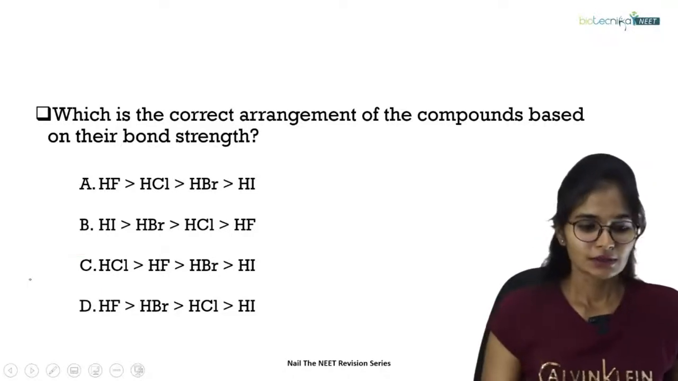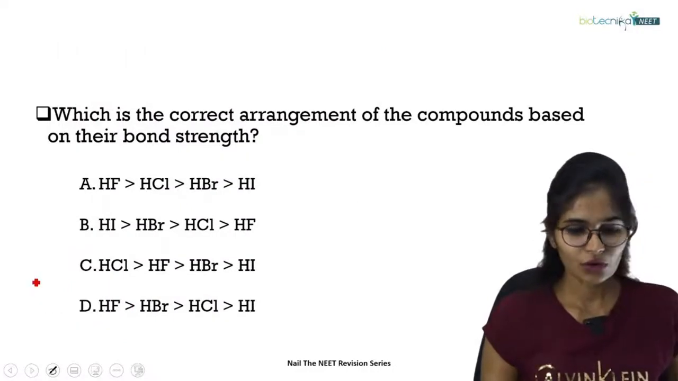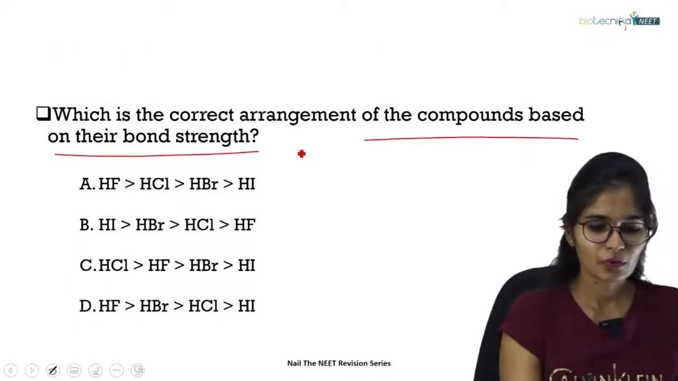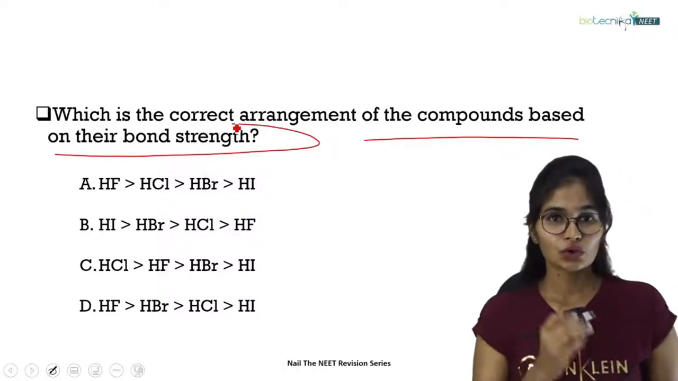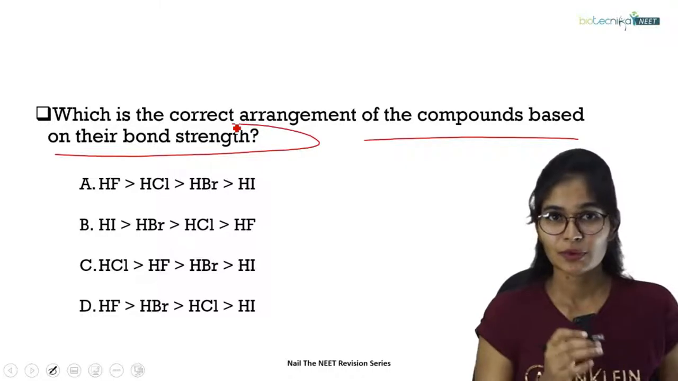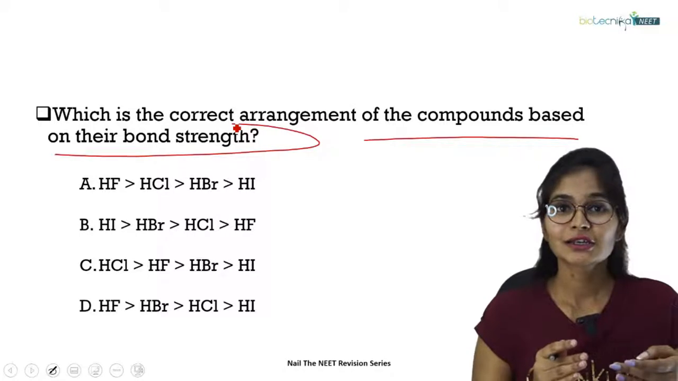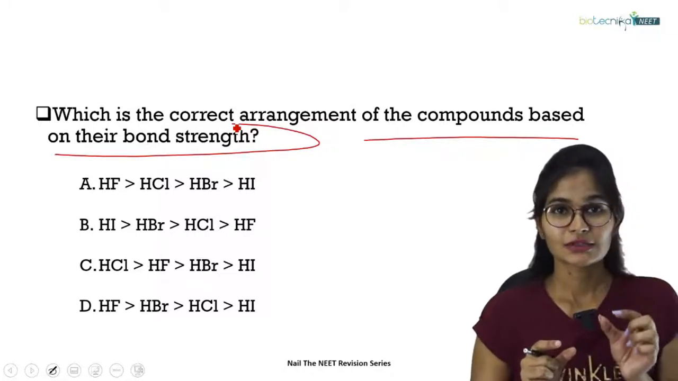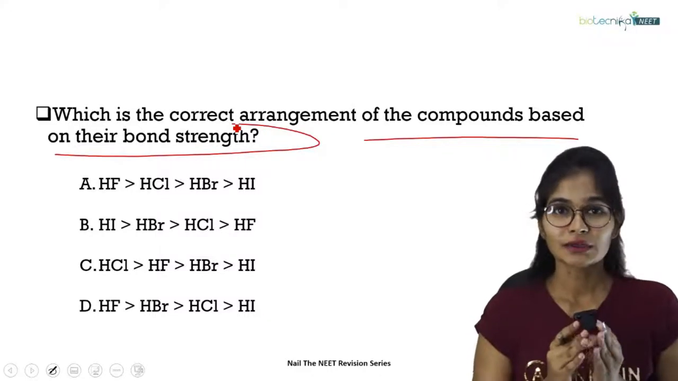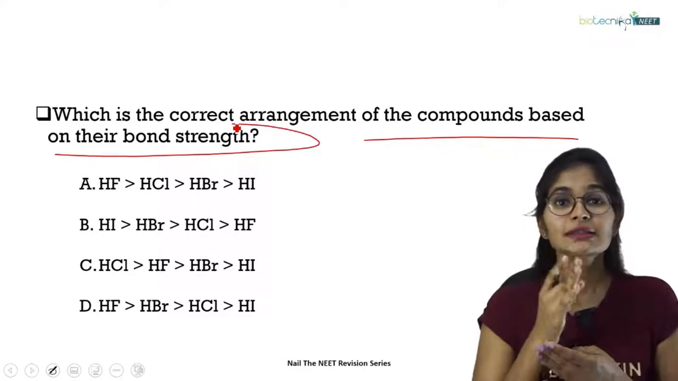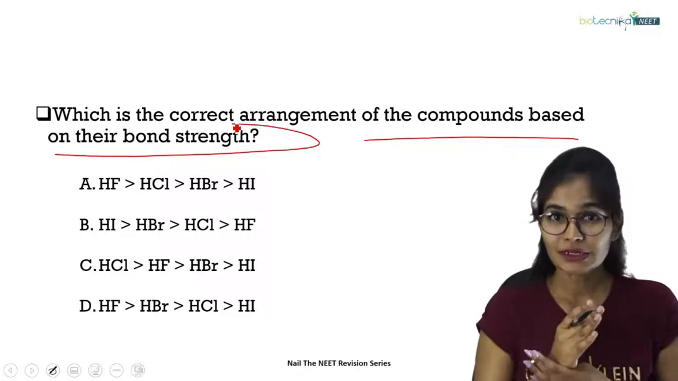So the question is like this: which is the correct arrangement of the compounds based on their bond strength? I have already told you about bond dissociation enthalpy when I was explaining. The bond strength is mainly restricted to the element you are considering. Fluorine is most electronegative and highly reactive, so the separation of the elements will be very difficult. Breaking the bond will be very difficult.